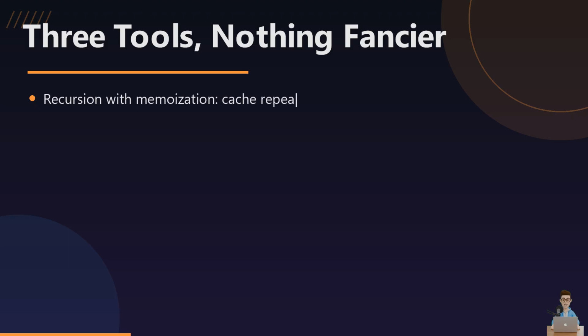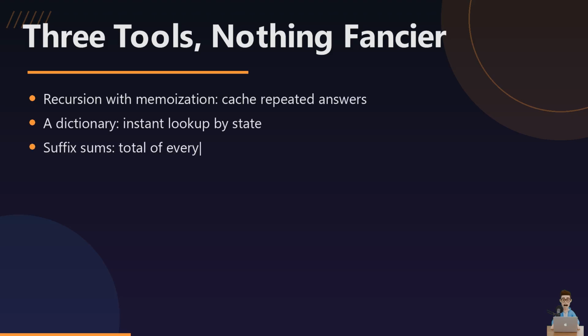3 things power the solution. Recursion with memoization means we solve each smaller subgame once and reuse the answer. A dictionary gives instant lookup for a state we've already solved. And suffix sums let us grab the total of every pile from some point onward without re-adding anything.